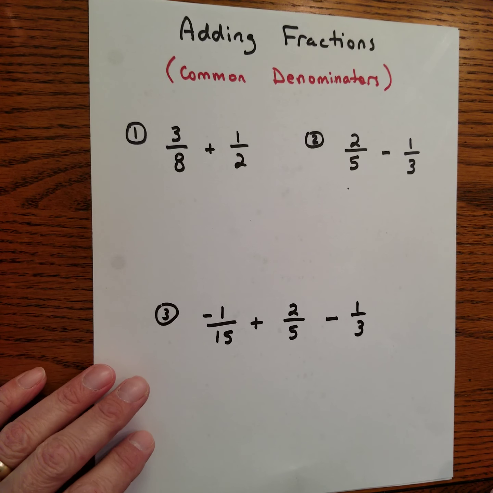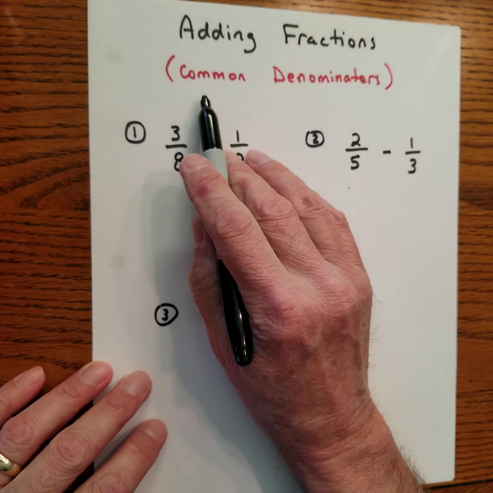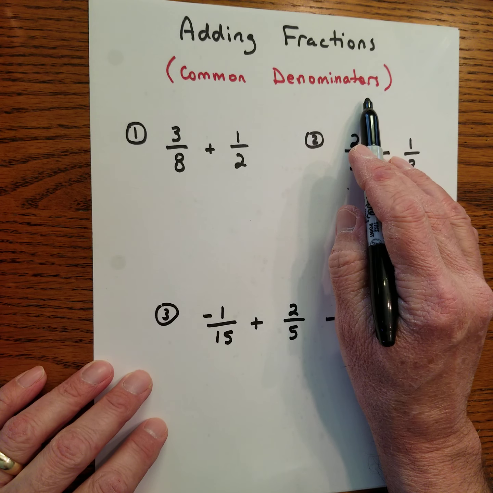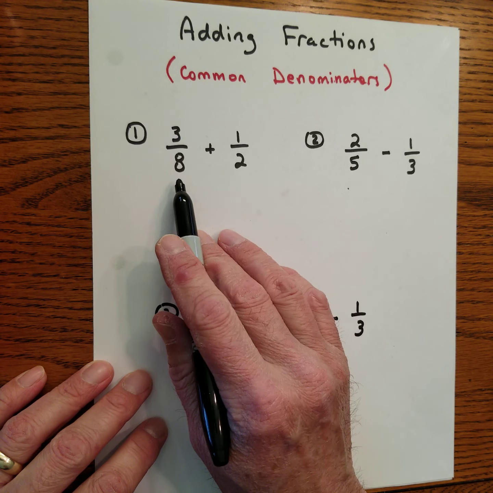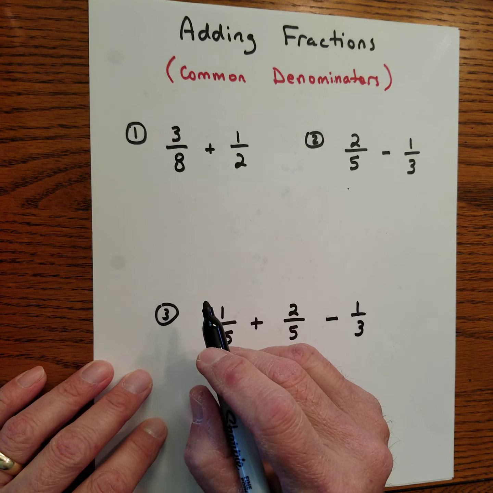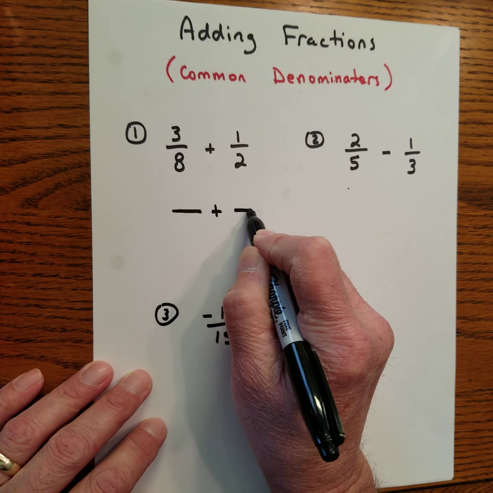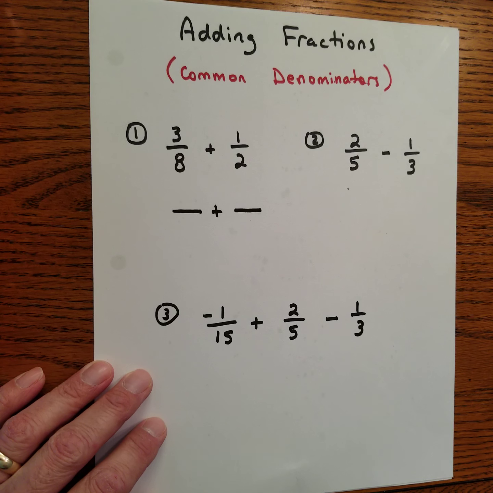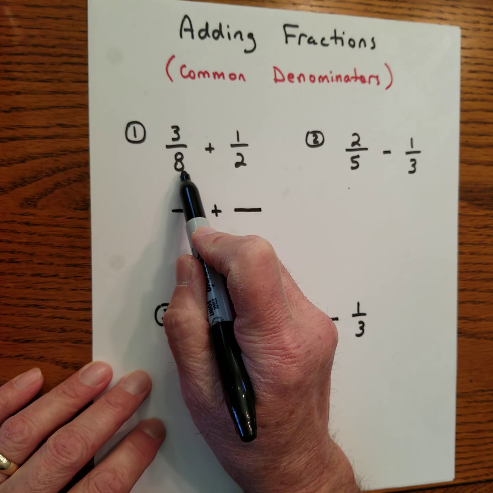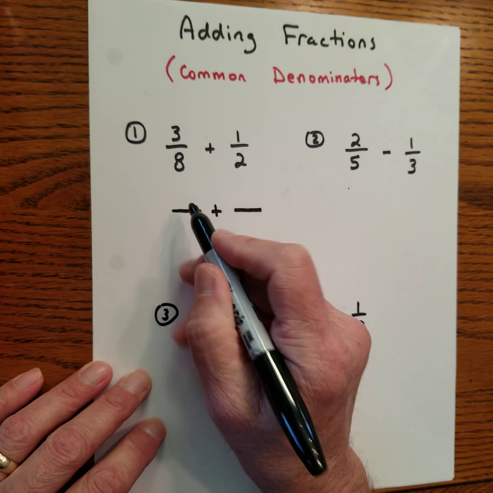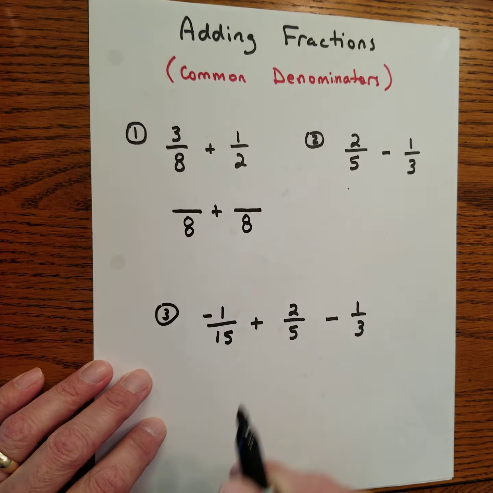We'll conclude today's work by adding fractions. When you add fractions, you must have a common denominator. Look at number 1. I can't add these yet because 8 and 2 do not match. I don't have a common denominator. Let's get that common denominator. The first trick we know to find a common denominator is see if the smaller number divides evenly into the big number. If it does, then the big number is a good common denominator.